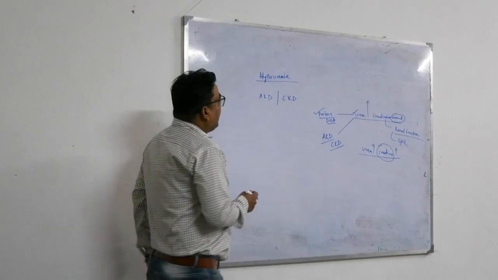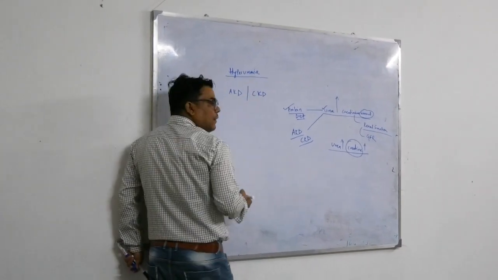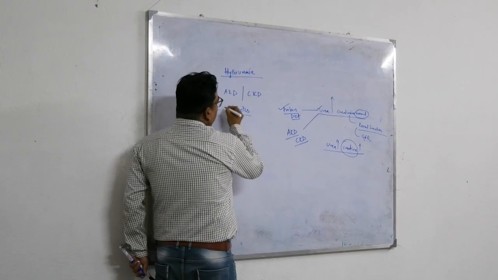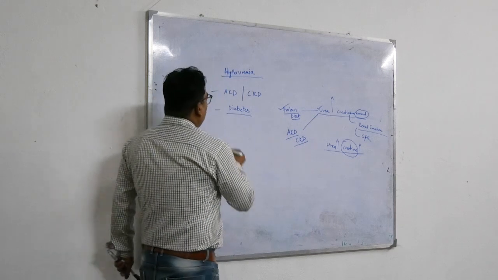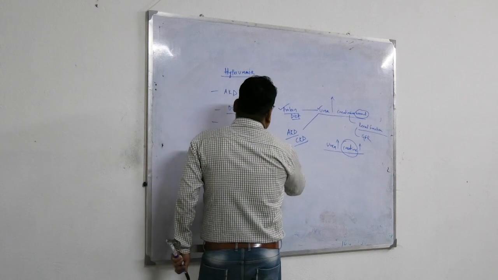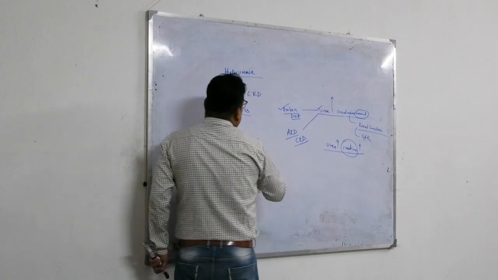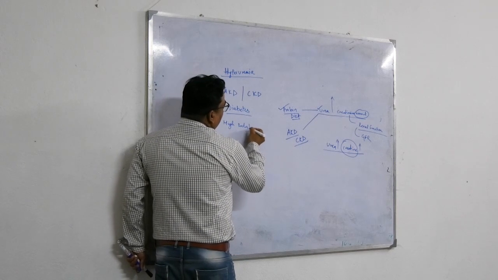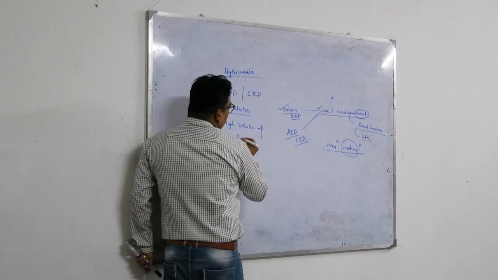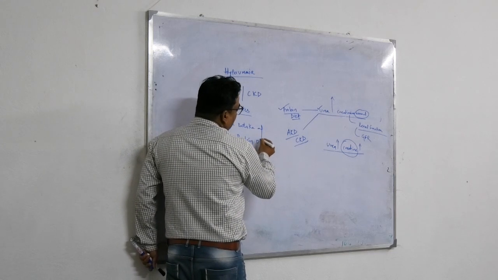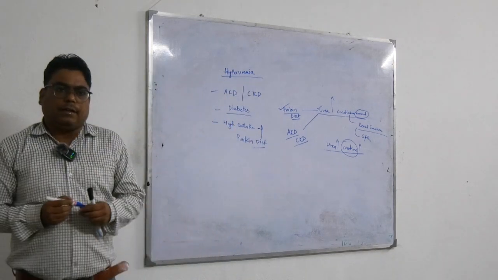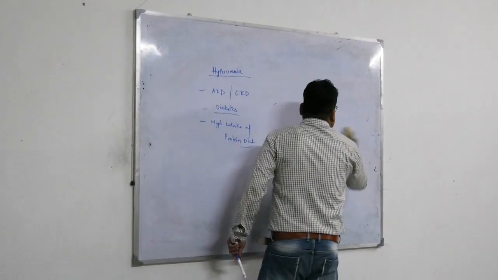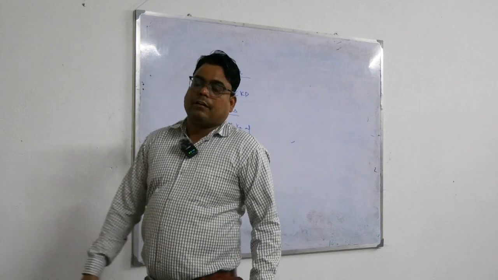Like in the case of AKD, CKD, in the case of diabetes, the urea value may be affected, and by high intake of protein diet. High intake of protein diet.